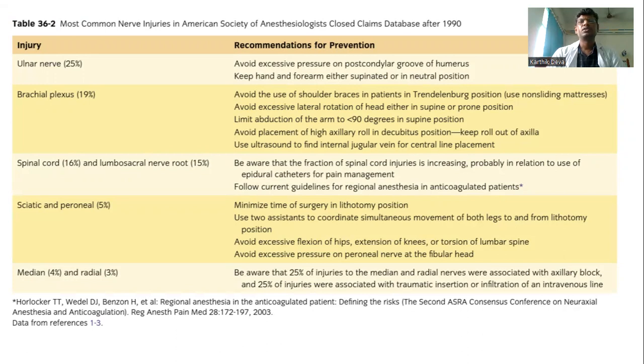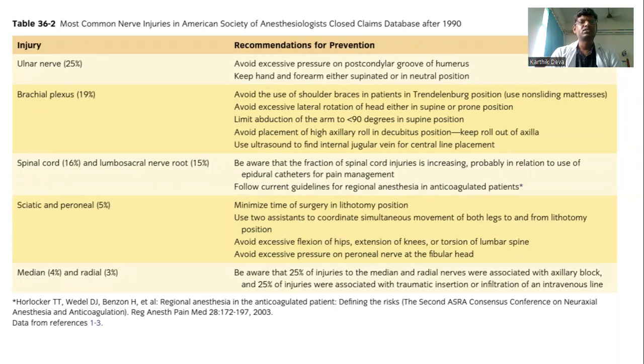The most common nerve injuries in the American Society of Anesthesiologists data: the ulnar nerve is most common, at 25%, which can be avoided. The recommendation for prevention is to avoid excessive pressure on the postcondylar groove of the humerus, and keep the hand and forearm either supinated or in neutral position.